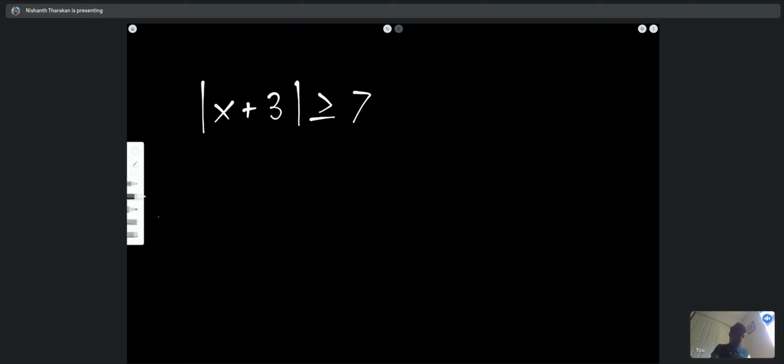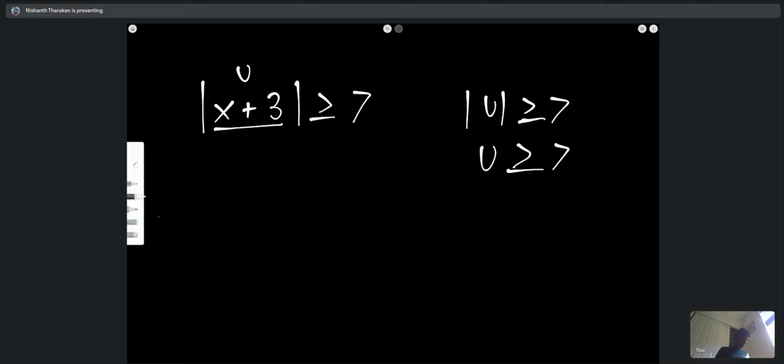Actually, what we can do first is replace this part with u. So we'll just do absolute value of u is greater or equal to 7. And what I'm going to show you is that u is either greater or equal to 7, or u is less than or equal to negative 7, because depending on what u is, there are two ways it can be greater than 7.